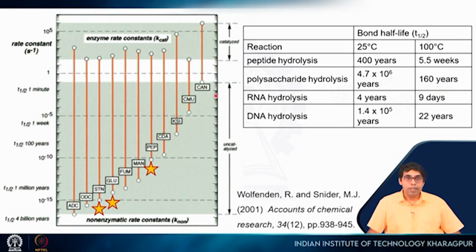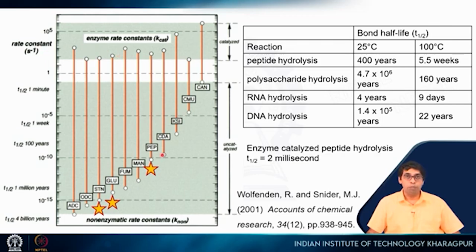So, these are some of the enzymes that are listed here. Let us take the example of peptide, DNA and sugar molecules. You can see that their half-lives are very high, so the reactions are very slow. But when they are catalyzed by enzymes, these enzyme catalyzed reaction rates all become very fast and their half-life is in seconds.